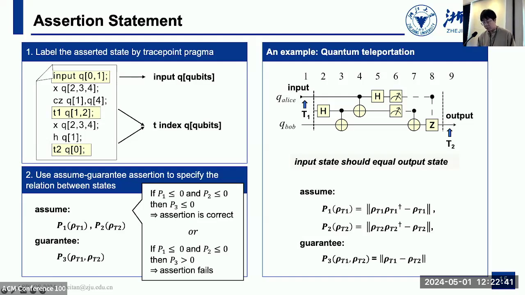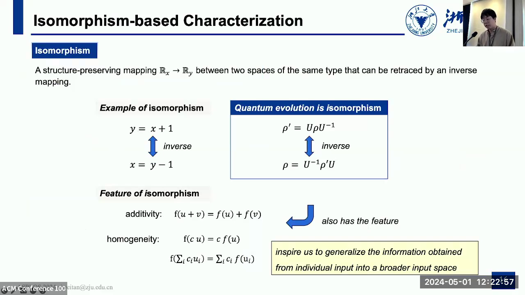The input state of a qubit is sent to another qubit as the output state in quantum teleportation, and the assumption is that the density matrices of the input and output states are both pure, and the guarantee is that their density matrices are equal. Then we apply characterization to profile the program's behavior.